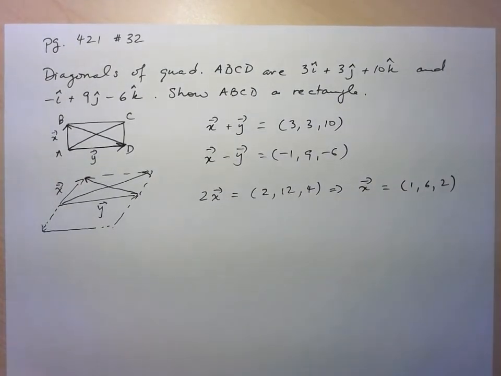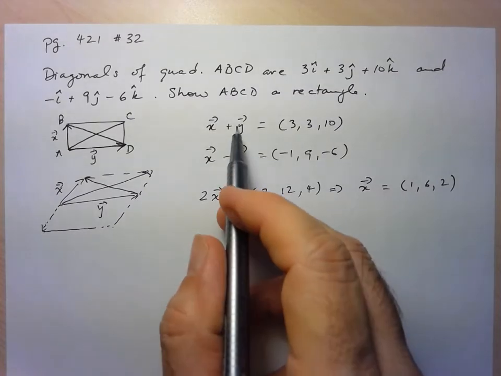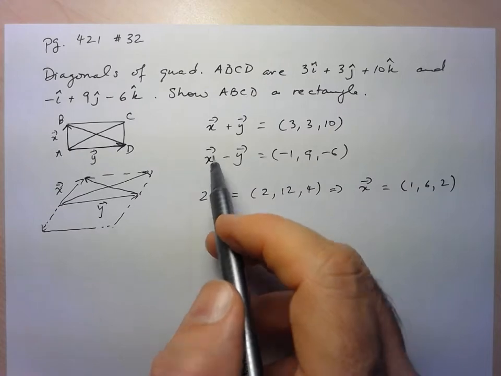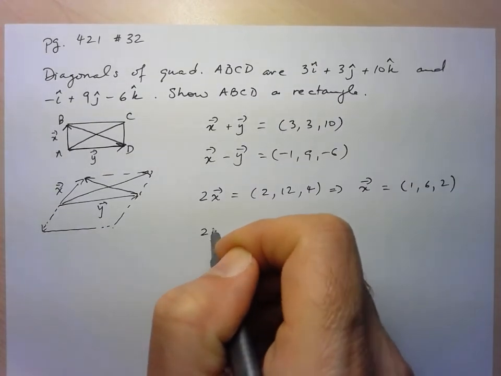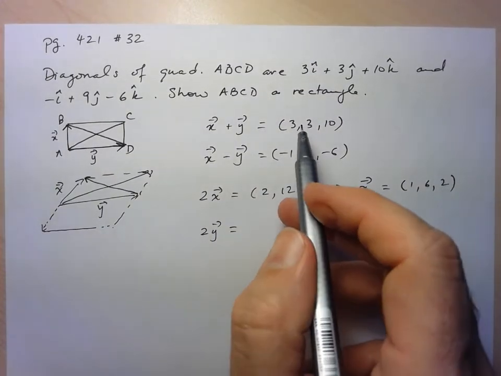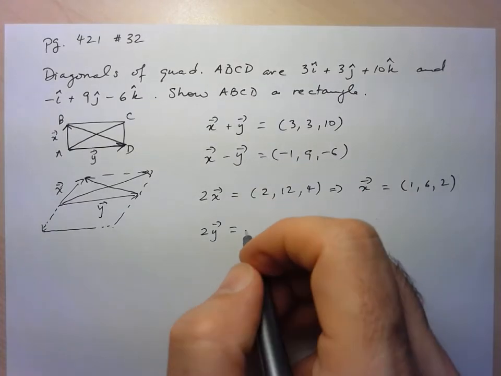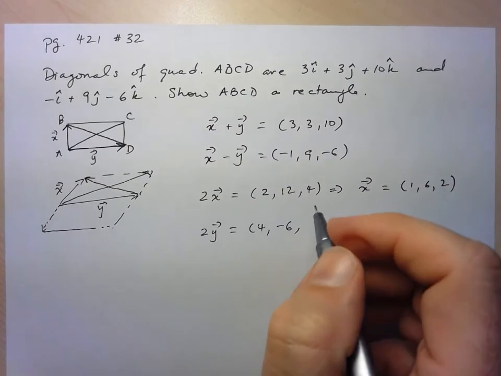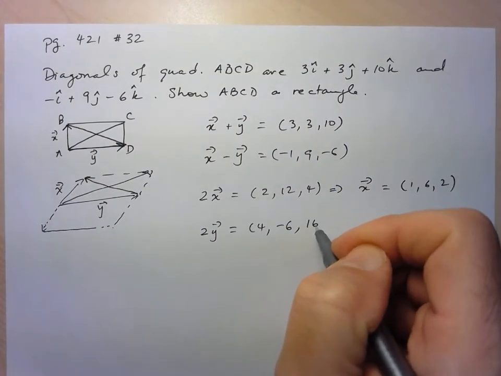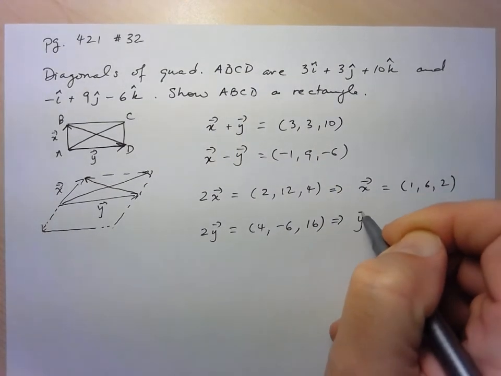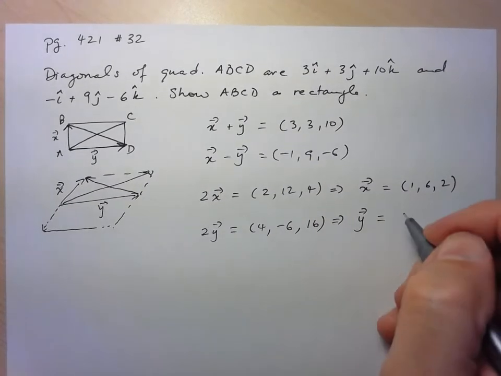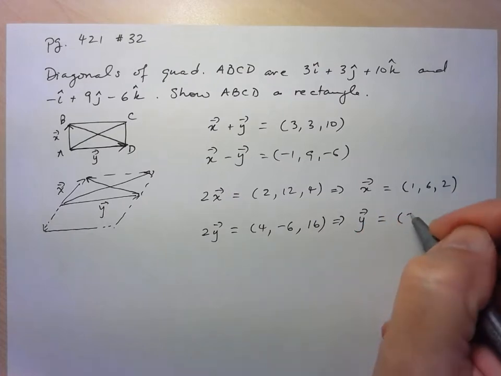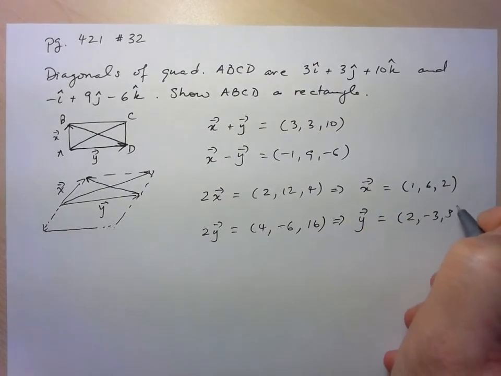And I can do something similar to determine the vector Y, because if I subtract these two vectors, the X vectors cancel out, and I'm just going to be left with 2Y. So that's just going to be equal to the difference of these two. So 3 minus -1 is 4, 3 minus 9 is -6, and 10 minus -6 is 16. And so I can figure out that Y has to be the vector, I just need to divide this by 2, so 2, -3, 8.